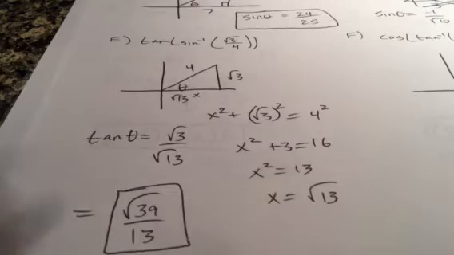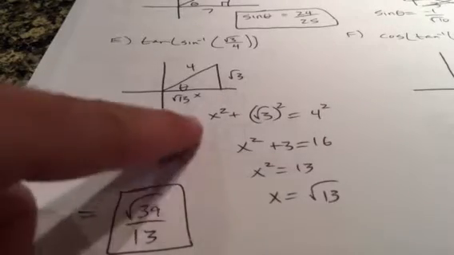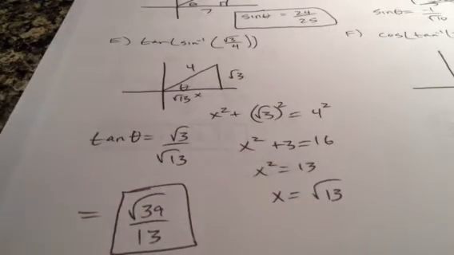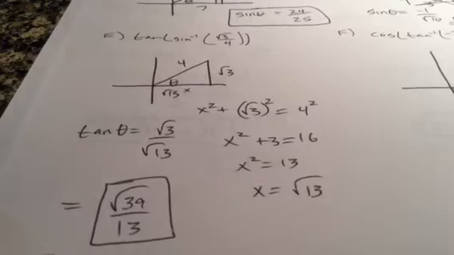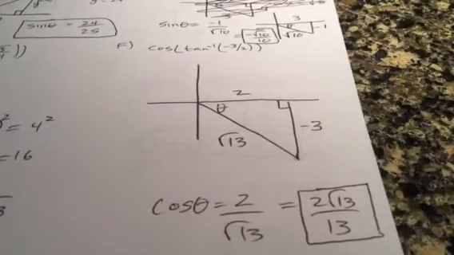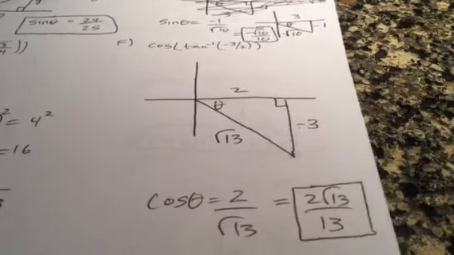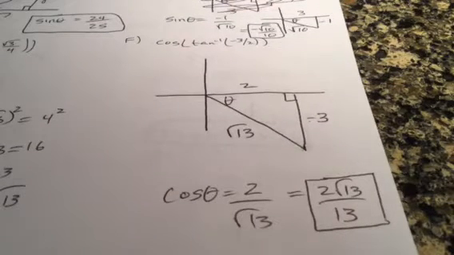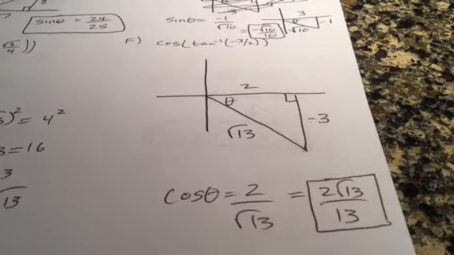So tangent is opposite over adjacent. Multiply top and bottom by √13. √3 times √13 is √39. We did that in Algebra 2. Tan inverse is going to give you negative values in the fourth quadrant. All right, Pythagorean theorem is going to give you √13 there. Adjacent over hypotenuse is 2 over √13, which is 2√13 over 13.